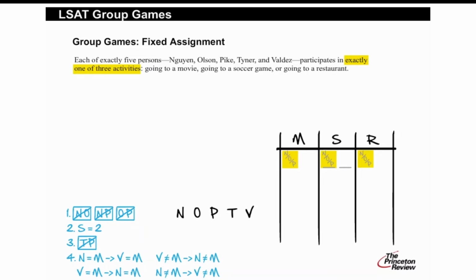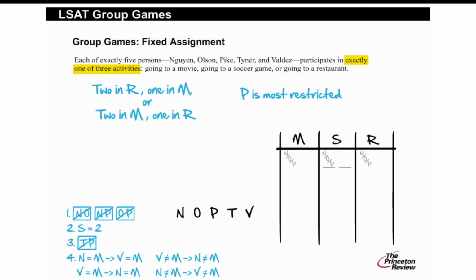However, 2 and only 2 people must go to the soccer game. That leaves 1 person left over to either go to a movie or to the restaurant. So, along with the 2 watching soccer, there is either 1 at the movie and 2 at the restaurant, or 2 at the movie and 1 at the restaurant. Also, what is your most restricted element? Poor Pike. No one except V is willing to hang out with Pike, so P is either by himself or in a group of 2 with V. That's it for deductions. Now it's time to work through the questions.